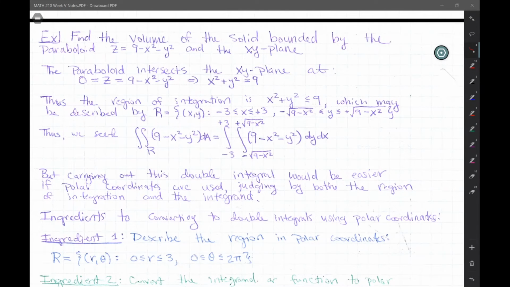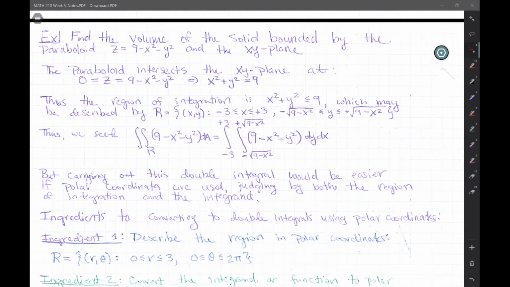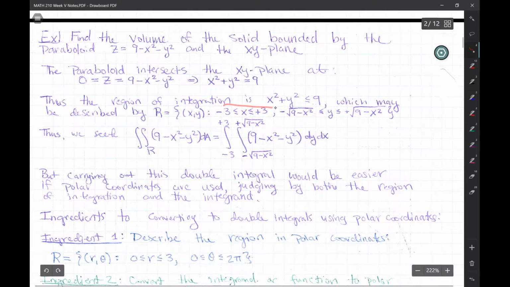In order to get our region of integration, we'd like to see where the paraboloid here intersects the xy plane, and so we set 9 minus x squared minus y squared to 0. That's where the xy plane intersects the paraboloid, and you get this expression there. So the paraboloid intersects the xy plane at a circle of radius 3 in the xy plane. Thus, our region of integration will be that circle of radius 3, but also including points inside the circle. And we would like to describe this region.